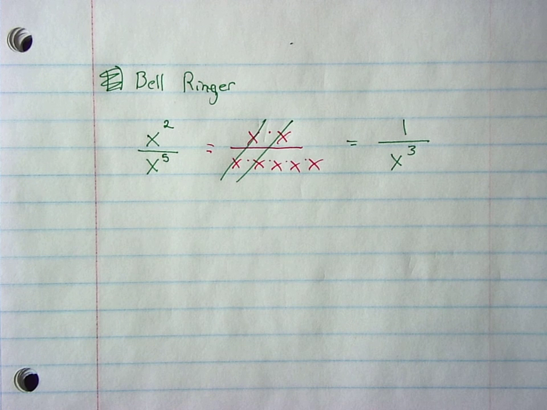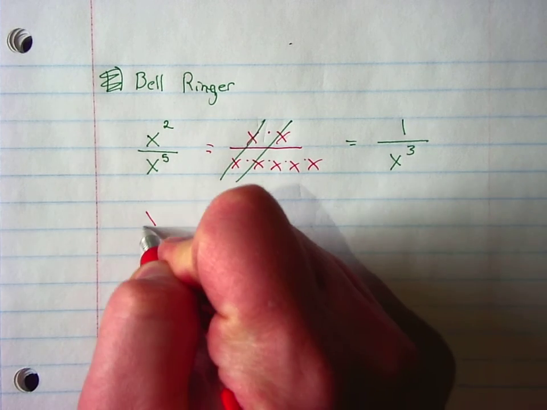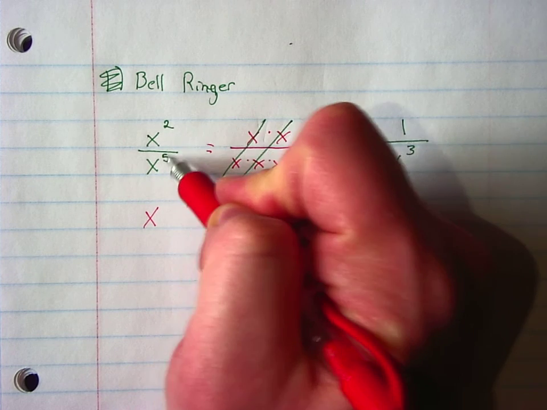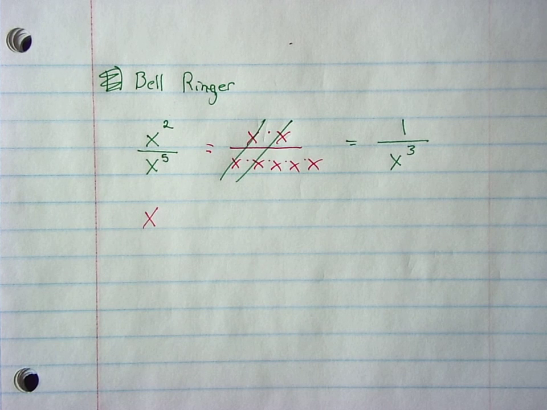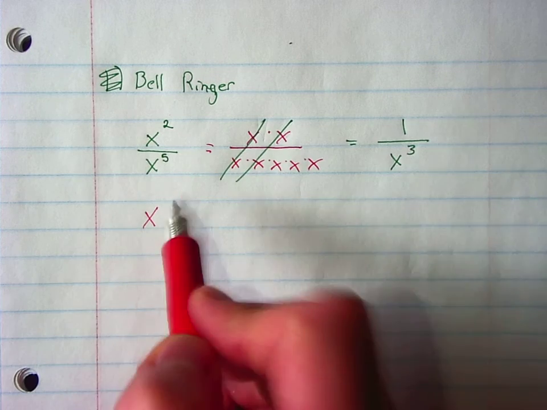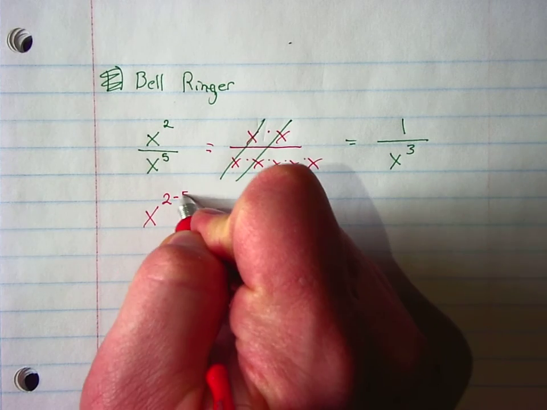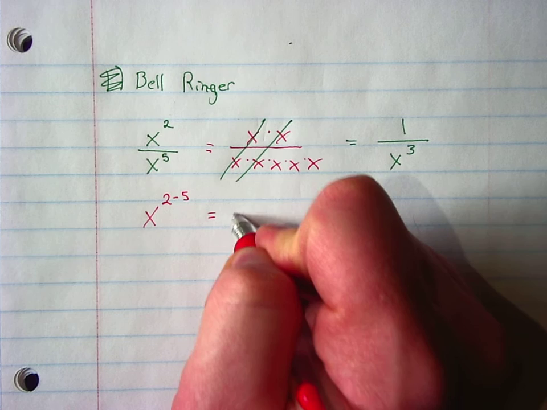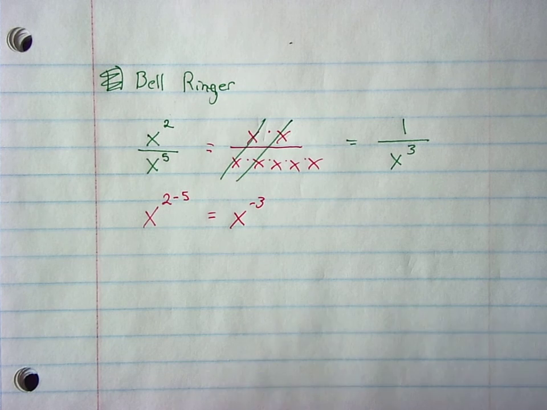Another correct way to think about this is say, look, we know we have a rule about the quotient, right? You just subtract, and 2 minus 5 is x to the negative third. Also, absolutely correct.